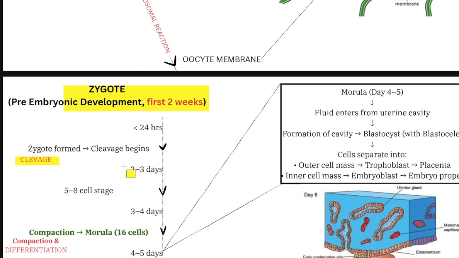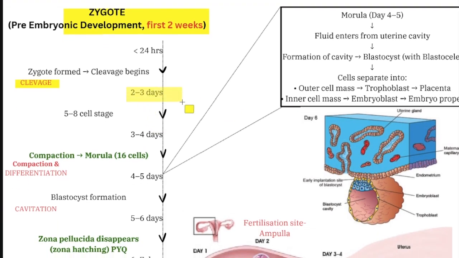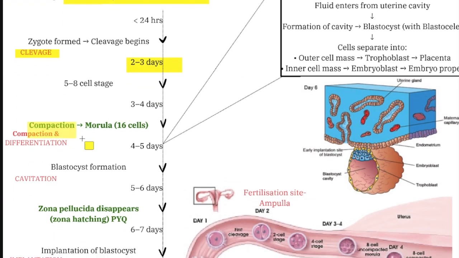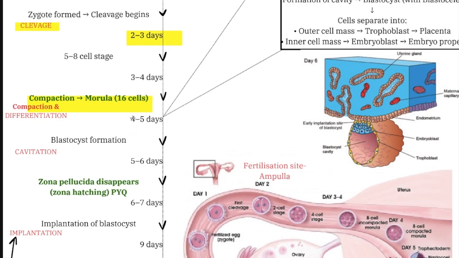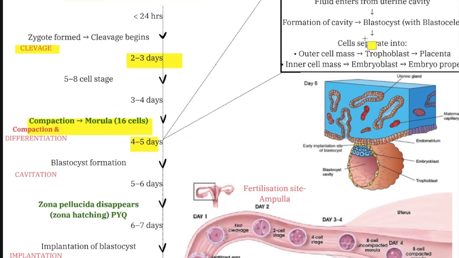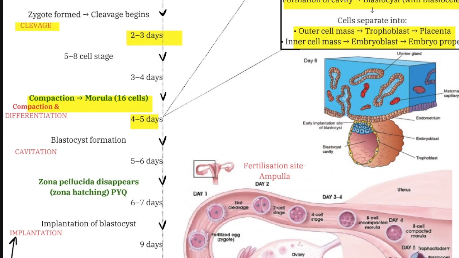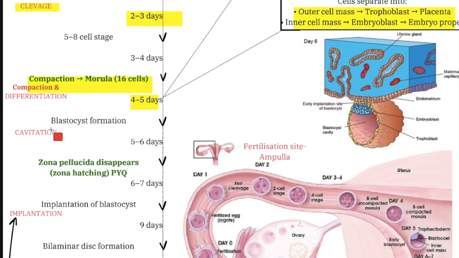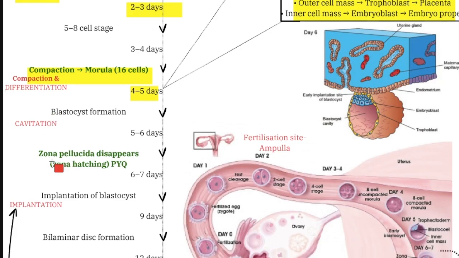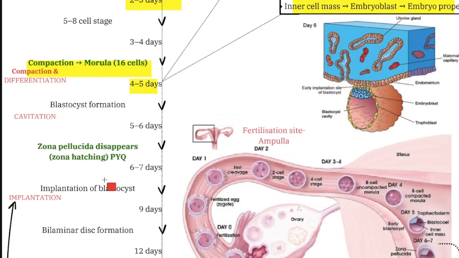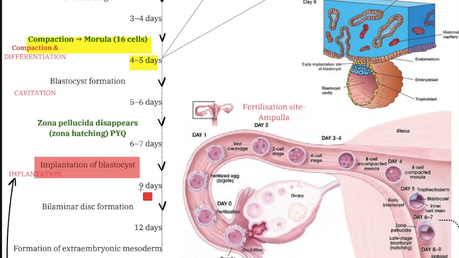By day 3, we have a compact ball of 16 cells called a morula. Around day 4 or 5, fluid enters the morula, forming a cavity called the blastocele. This new structure is the blastocyst. The blastocyst has two distinct cell populations: an outer cell mass, the trophoblast, which will form the placenta, and an inner cell mass, the embryoblast, which will form the embryo proper. Around day 6 or 7, the blastocyst hatches from the zona pellucida. By day 9, it has implanted into the uterine wall, and by day 12, the bilaminar disc has formed.